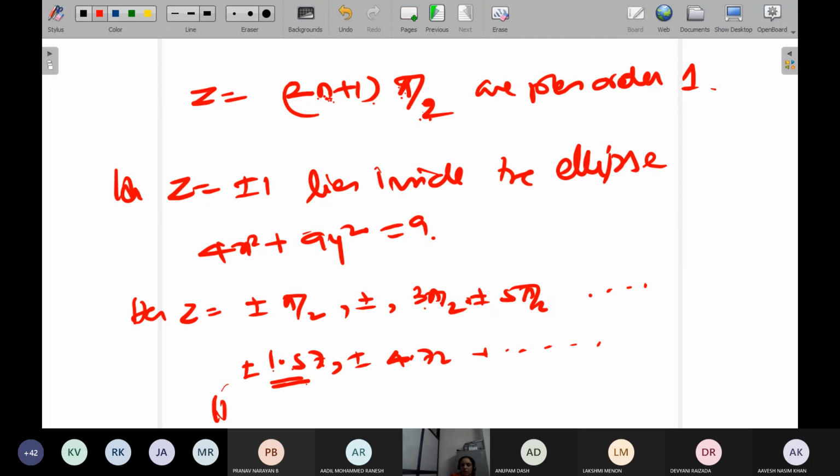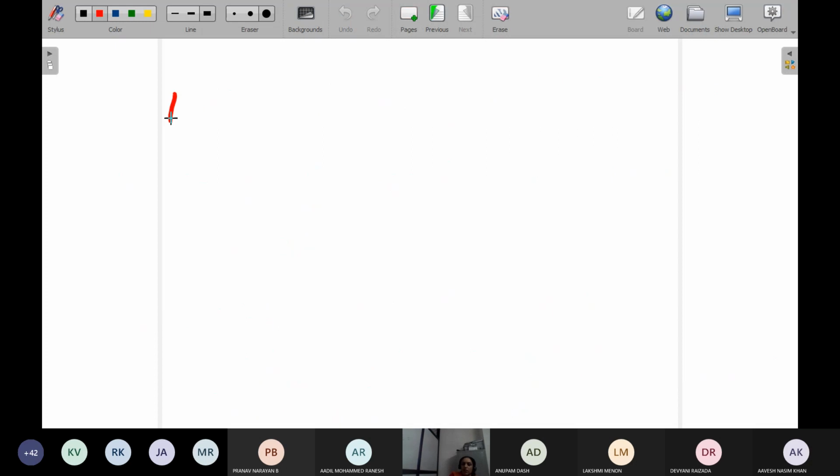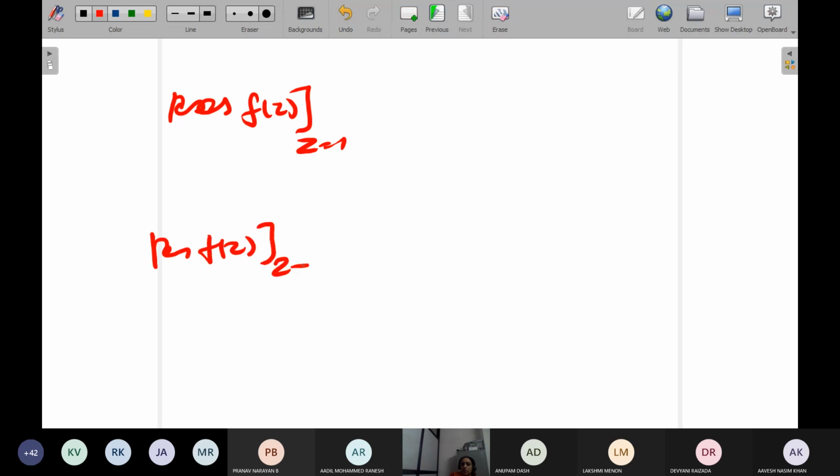So z equal to (2n plus 1) into pi by 2 lies outside the ellipse 4x square plus 9y square equal to 9. So what should we find? We should find the residues only at the points where the poles lie. So we have to find the residue of f of z at z equal to 1 and the residue of f of z at z equal to minus 1.